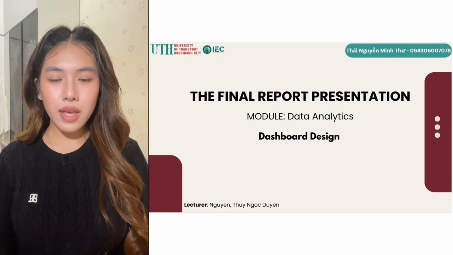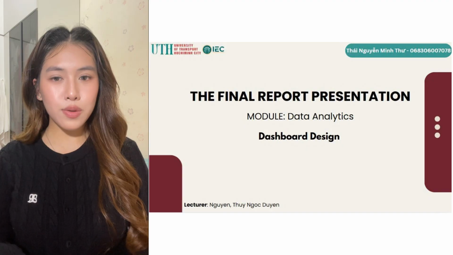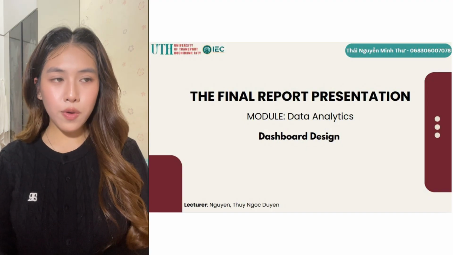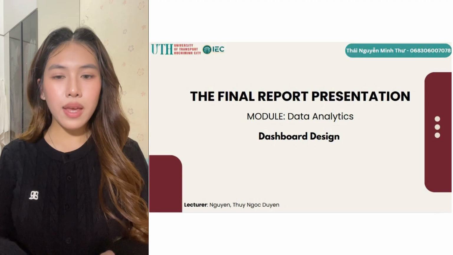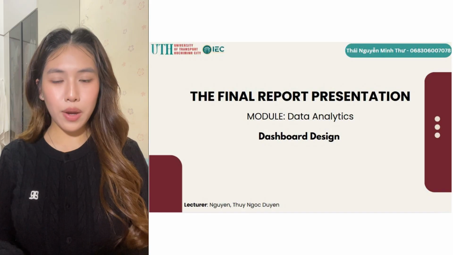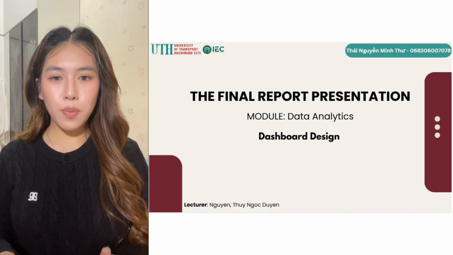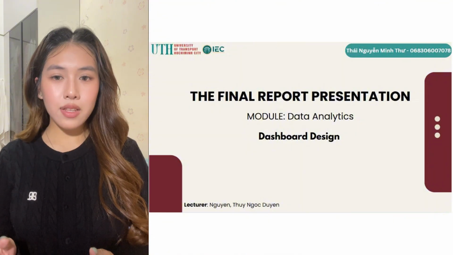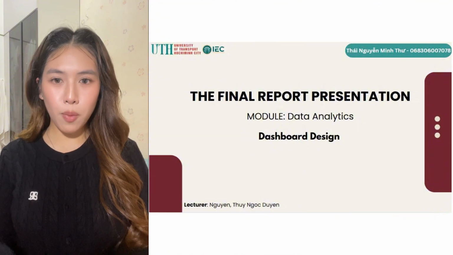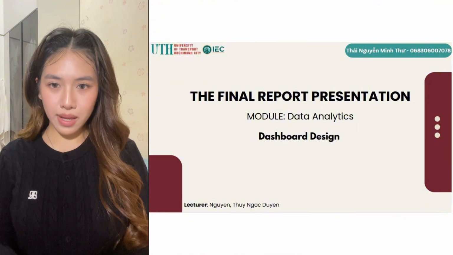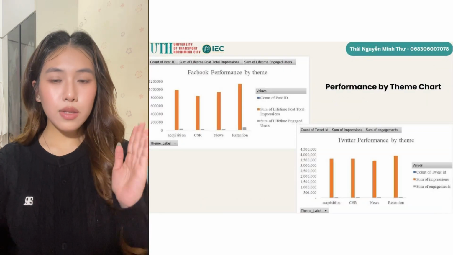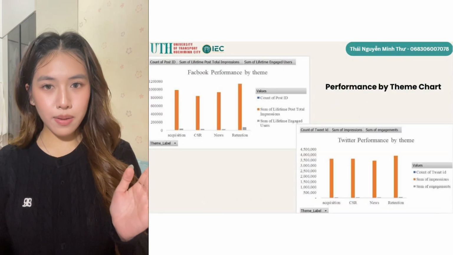This dashboard is designed to visualize data from Facebook and Twitter. It helps us easily compare the performance of the two platforms, identify important trends, and gain useful insight that supports better decision making.